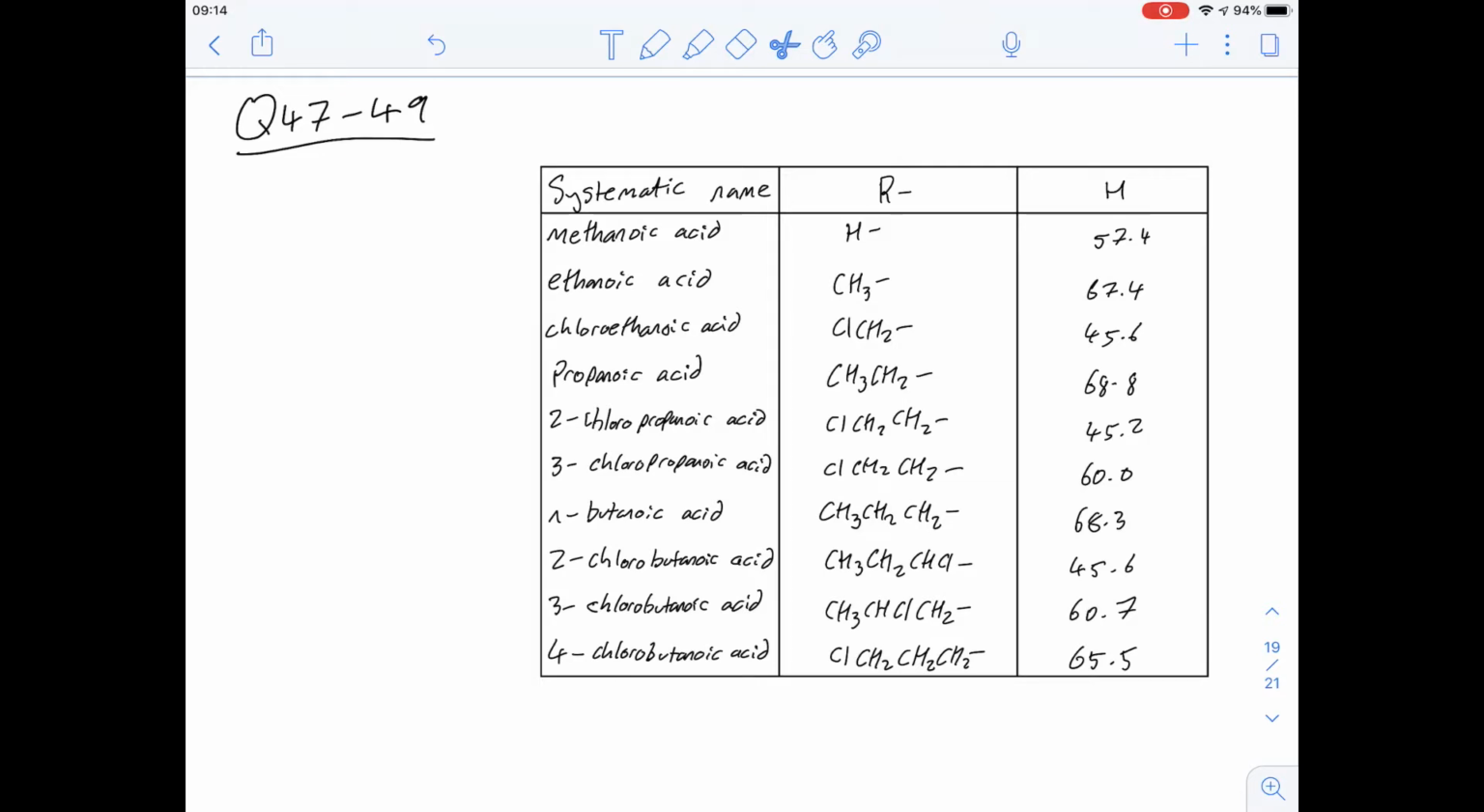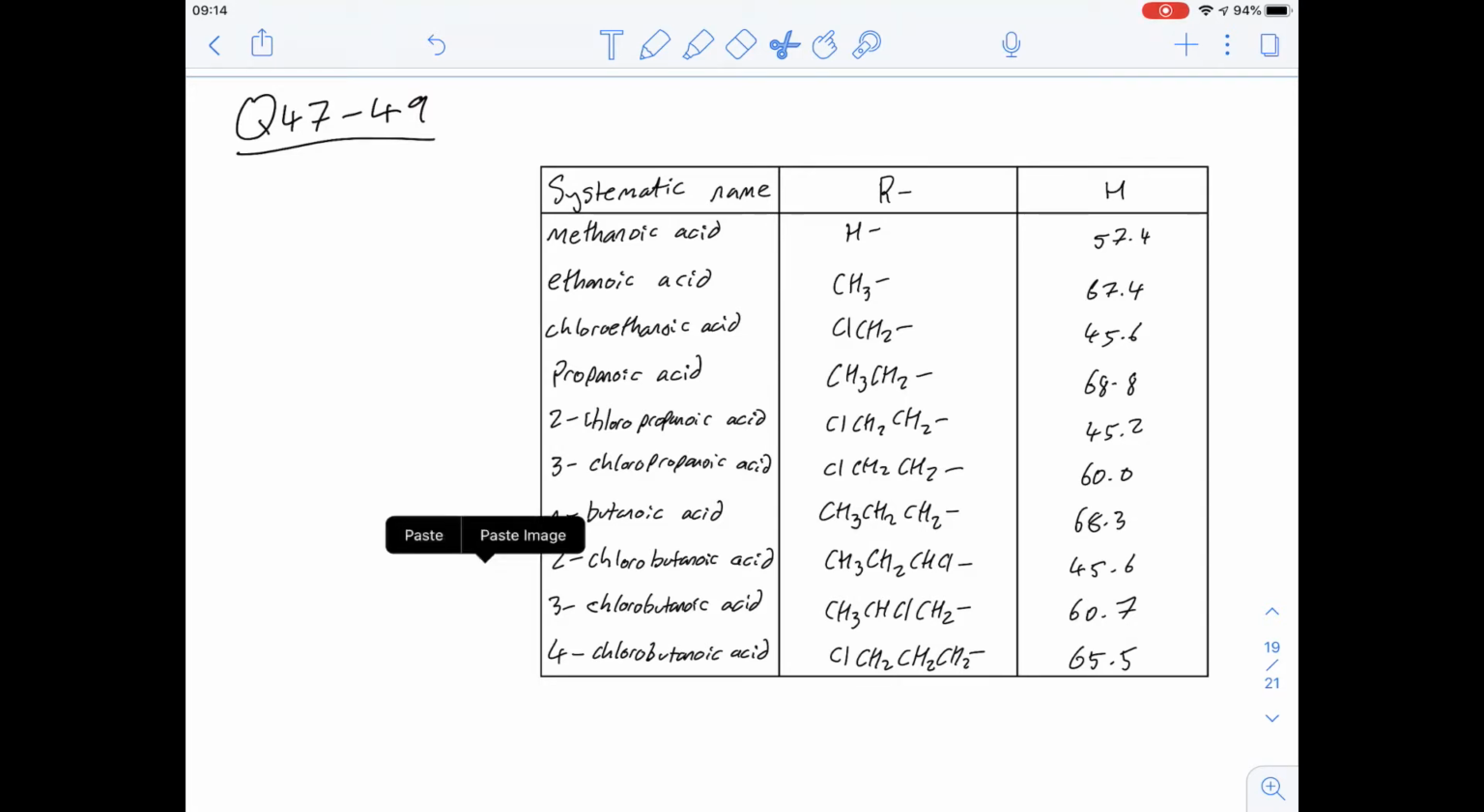We've got 3 different chlorobutanoic acids to compare. And as the chlorine group gets further and further away from the acid group, this H value tends to increase. So 2-chlorobutanoic acid has a much lower H value than 3-chlorobutanoic acid, and the same is true between those and 4-chlorobutanoic acid. So if we were to look at 2-chloropentanoic acid, what would we expect? Well, we know this chloro group tends to bring it down a little bit, but every time you add on a carbon, it gets a little bit higher.